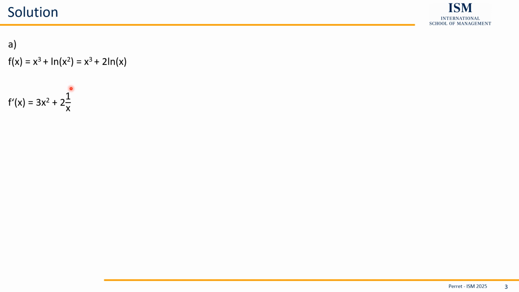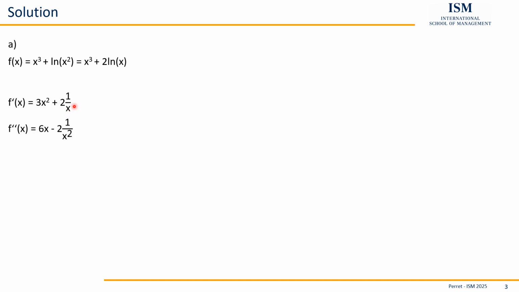So here we can just calculate the first derivative by taking the derivative of x to the power of 3, pulling the 3 in front, so 3x to the power of 3 minus 1, which is 3x squared, plus 2 times, pulling the 2 down here, the derivative of the ln, which is 1 divided by x. So this was relatively fast and easy.